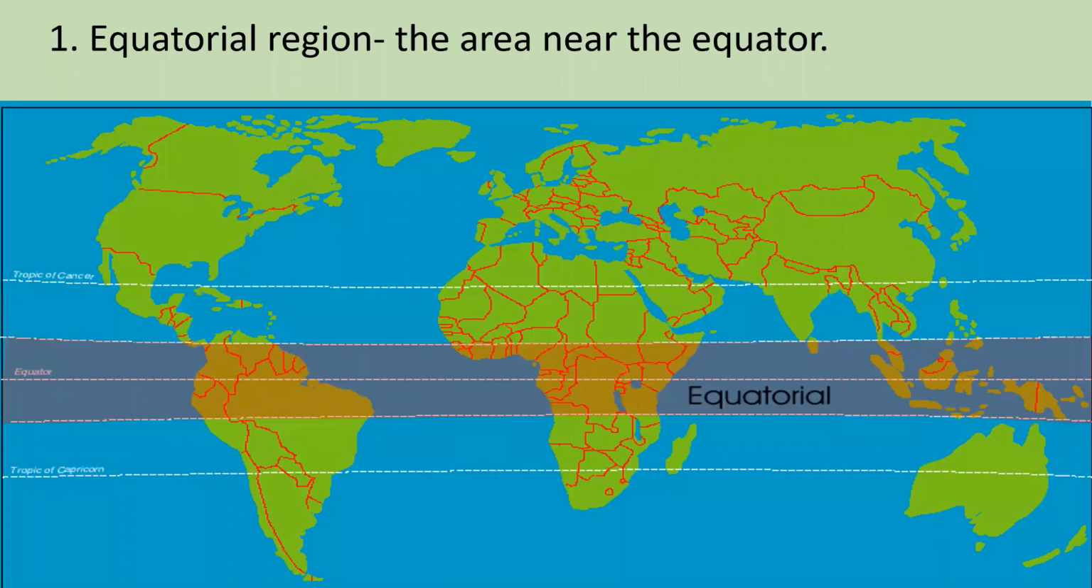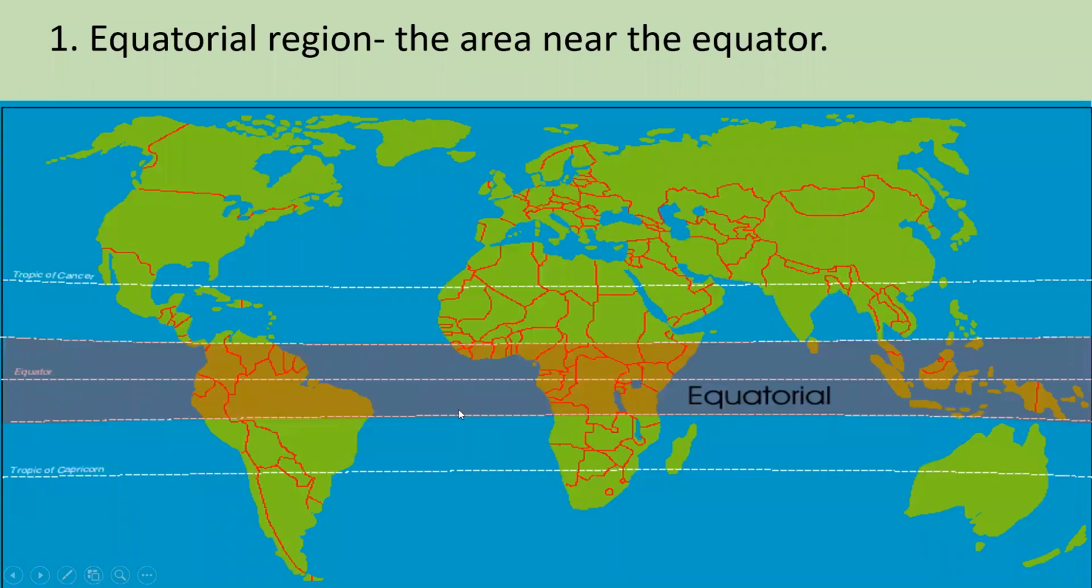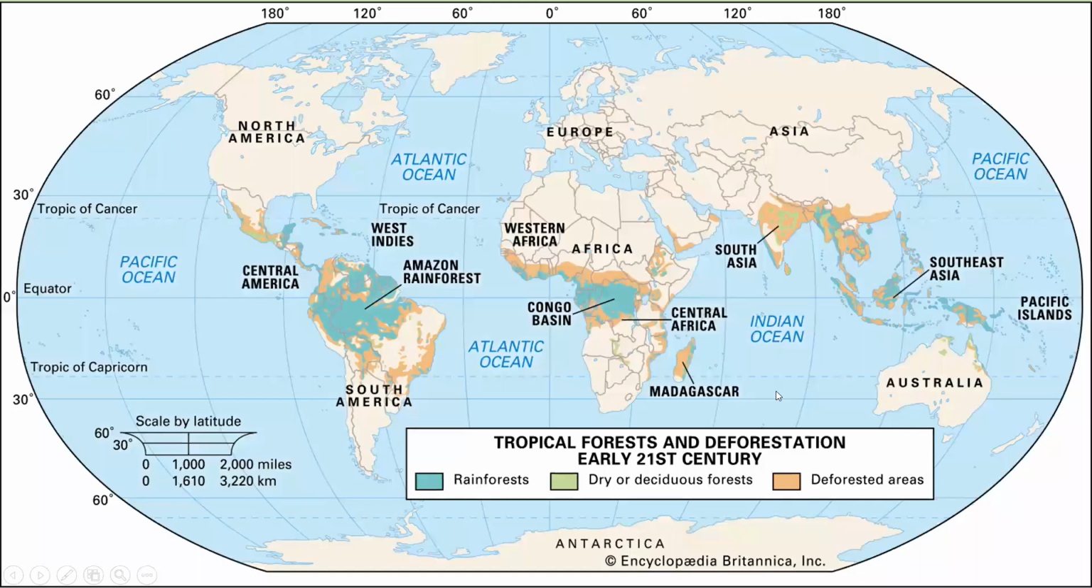First, let's talk about the equatorial region. When we are talking about the equatorial region, children, we are talking about the area that is near the equator. Can you see in this picture, this purple belt over here? This is the line of equator, and the area on both sides of the equator, we call it the equatorial region. When we are talking about the equatorial region, we will be discussing the different forests that fall under it.